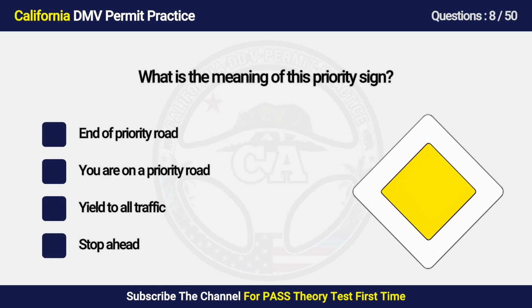Question 8. What is the meaning of this priority sign? A. End of priority road. B. You are on a priority road. C. Yield to all traffic. D. Stop ahead.